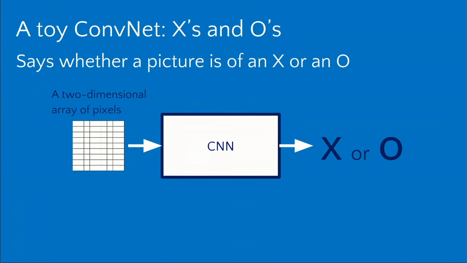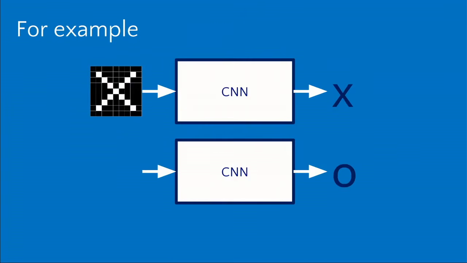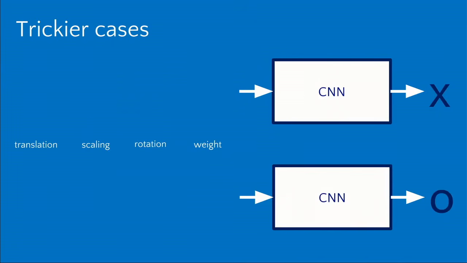To dig into how these work, we'll start with a very simple example, much simpler than all of these. A convolutional neural network that can look at a very small image and determine whether it's a picture of an X or an O. Just two categories. For example, this image on the left is an 8 by 8 pixel image of an X. We want our network to classify it as an X. Similarly, with the image of the O, we want the network to classify it as an O.